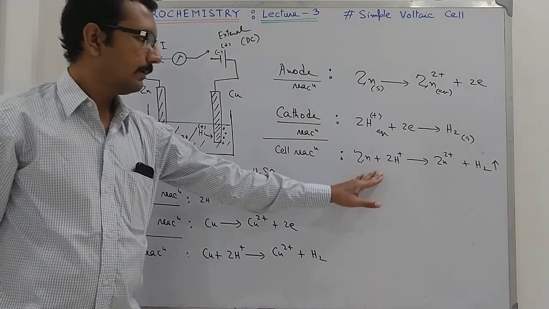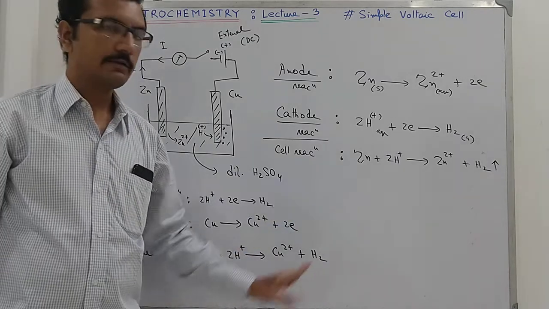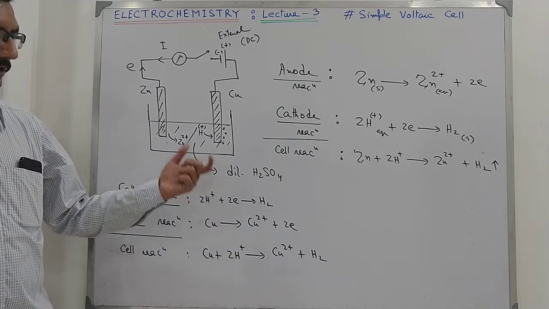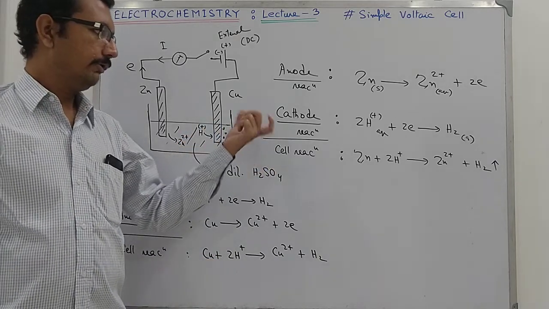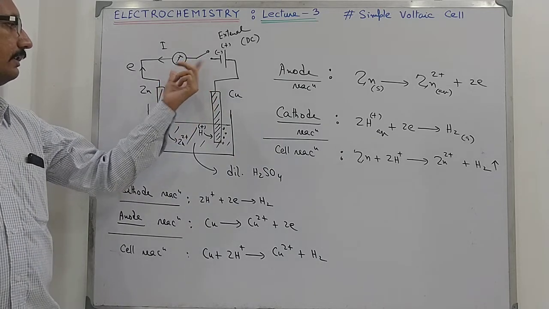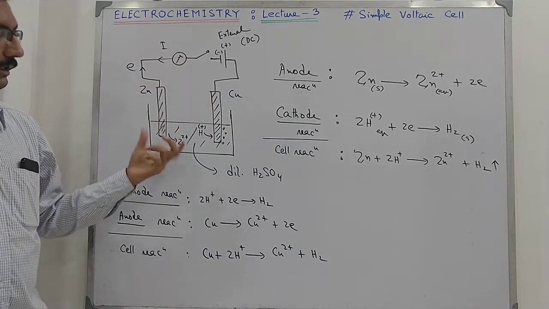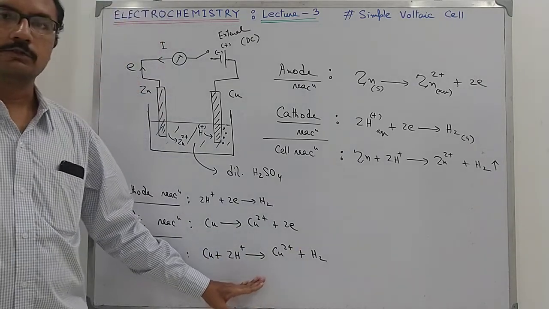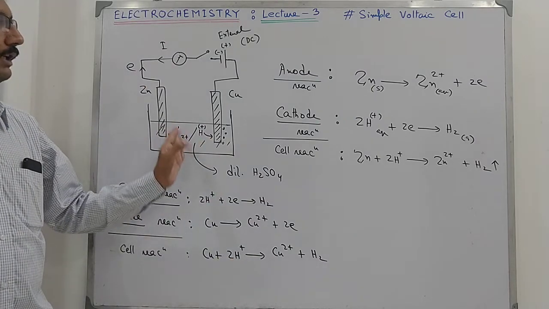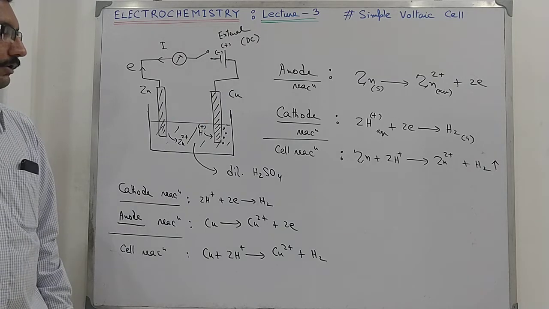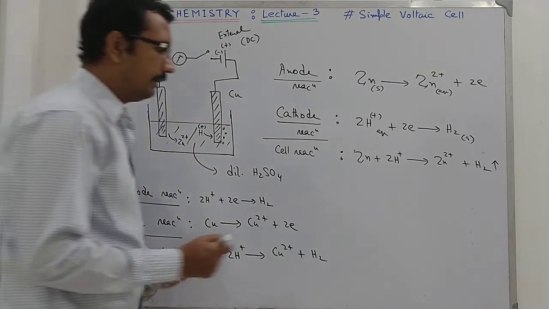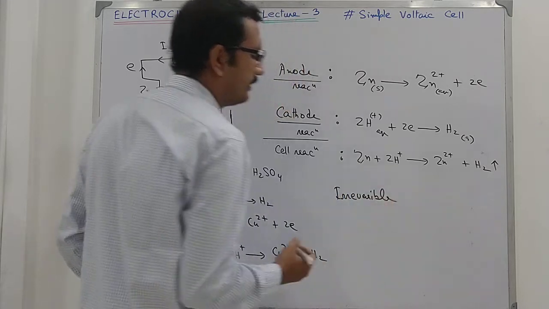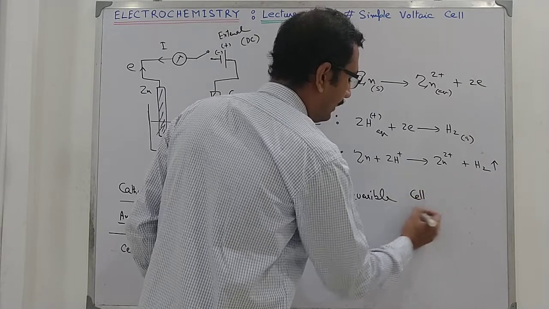Now compare the two reactions. Is the reaction reversed? I have told you in lecture 2 that the condition of a reversible cell is that when we apply an opposing potential which is greater than the potential of the galvanic cell, the reaction must be reversed. But see, this is a different reaction. So a different reaction is occurring in this cell when we apply this external power source. So it is not a reversible cell, it is an irreversible cell. So the simple voltaic cell designed by Alessandro Volta is an example of an irreversible cell.